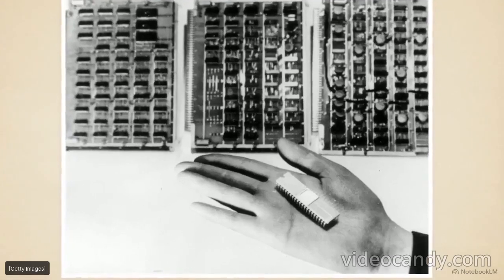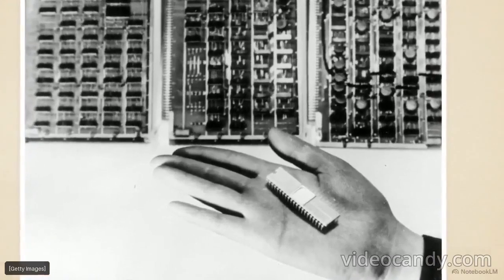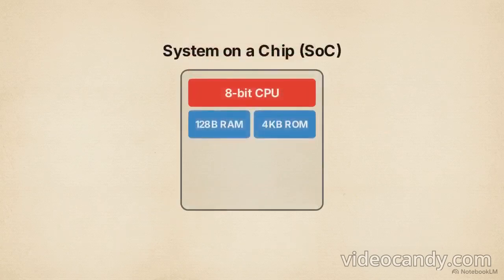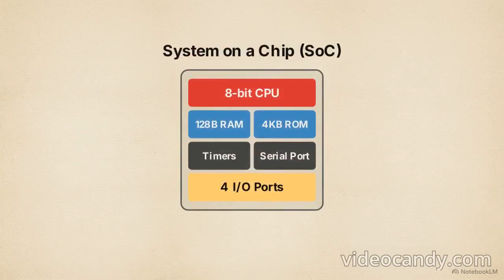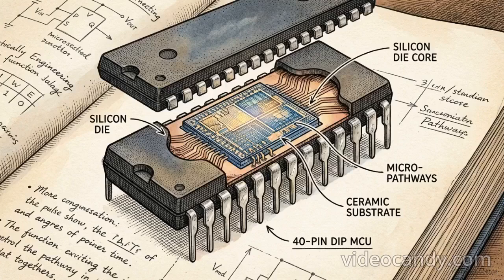This is the Intel 8051, an 8-bit microcontroller. Released in 1981, it is the enduring foundational tool for learning how to control bare metal. The 8051 is a system on a chip, or SoC. An SoC is an integrated circuit that combines all the essential components of a computer, like the central processing unit, memory, and input-output ports, onto a single piece of silicon.